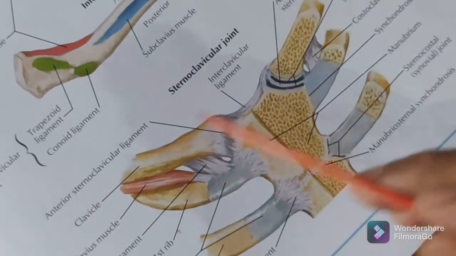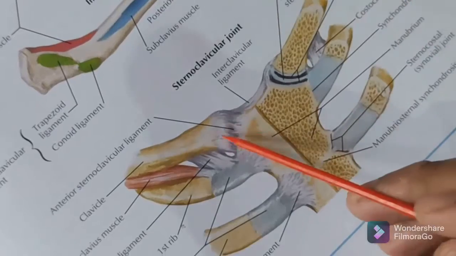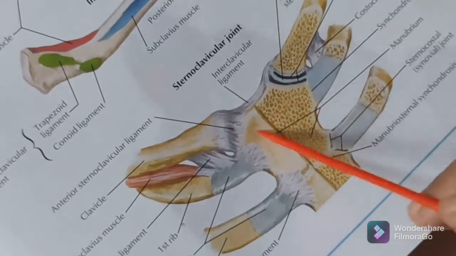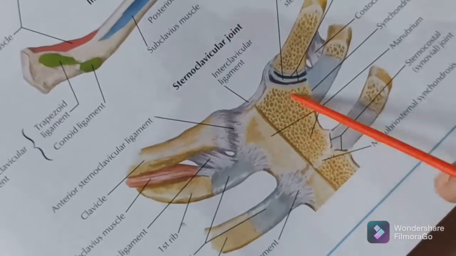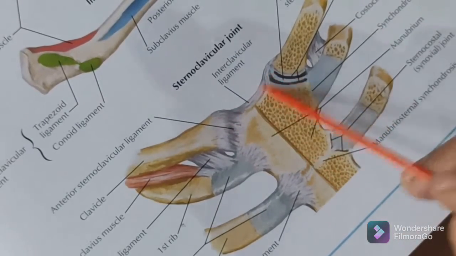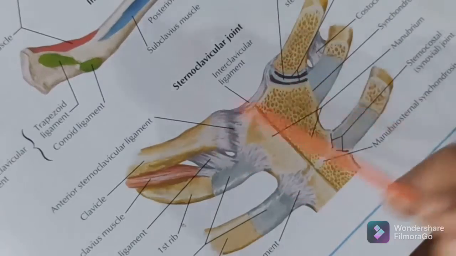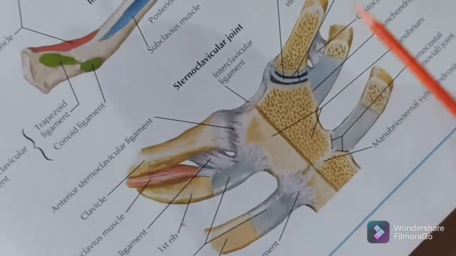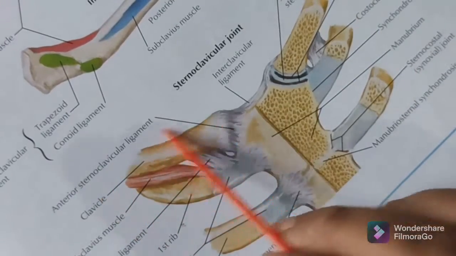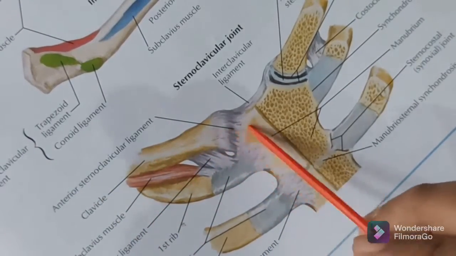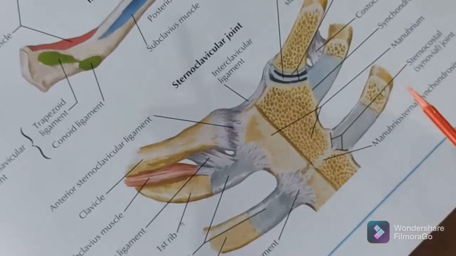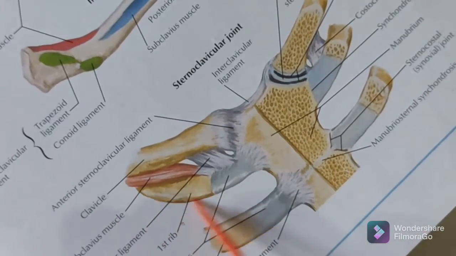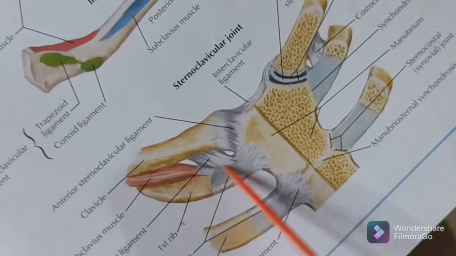So this is one important section which I wanted to show you. See, this is the sternoclavicular joint. This is the manubrium of the sternum, and this is the interclavicular ligament, which is connecting the two clavicles on either side. Now this is the clavicle, this is the anterior sternoclavicular ligament, and this is the subclavius muscle. See, this is the first rib, and this is the costoclavicular ligament.